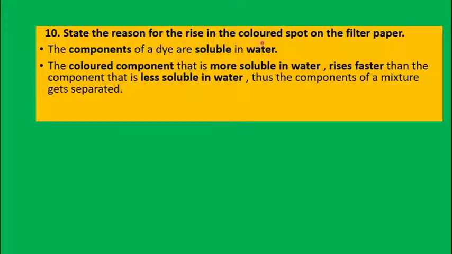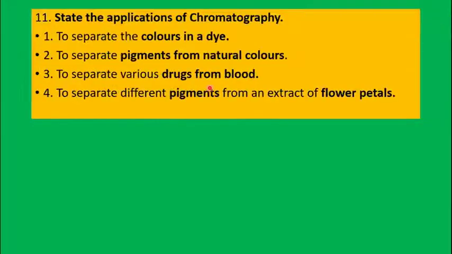State the reason for the rise of the colored spot on the filter paper. Why does the color spot rise in the water? The components of a dye are soluble in water. The colored component that is more soluble in water rises faster than the component that is less soluble in water. Thus, components of a mixture get separated by this simple technique known as chromatography.